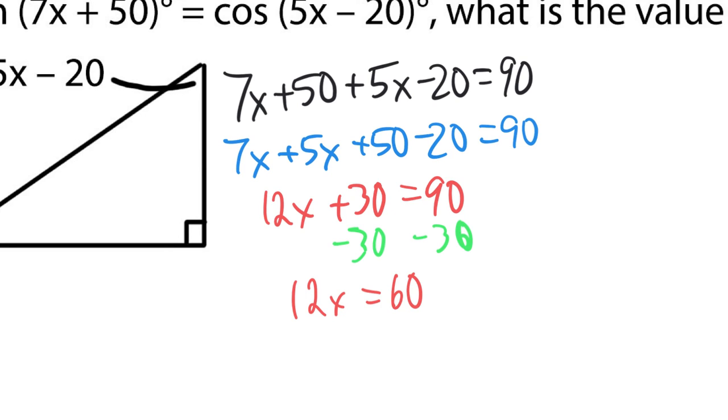And again, our objective is to isolate x. And how are we going to do that? Let's divide both sides by 12. And what do we get? 60 divided by 12 is going to give us simply 5. x equals 5. Ladies and gentlemen, that is our answer. That is the value of x.